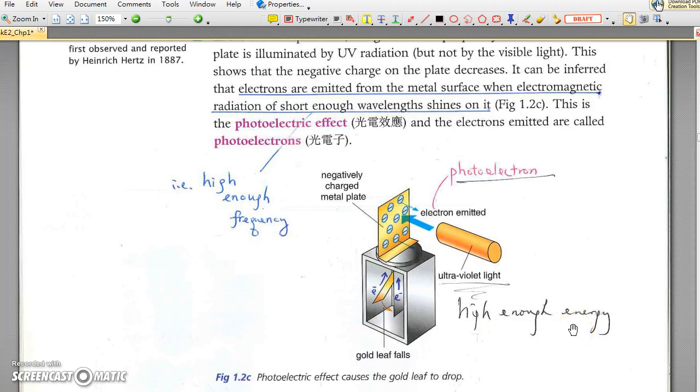But I have a question. If this is just a normal light source, just like a light bulb, and it is not ultraviolet, it is only visible light, and I know the energy is not that high, but then I think the electrons may get enough energy if the light illuminates the plate for a long enough time.